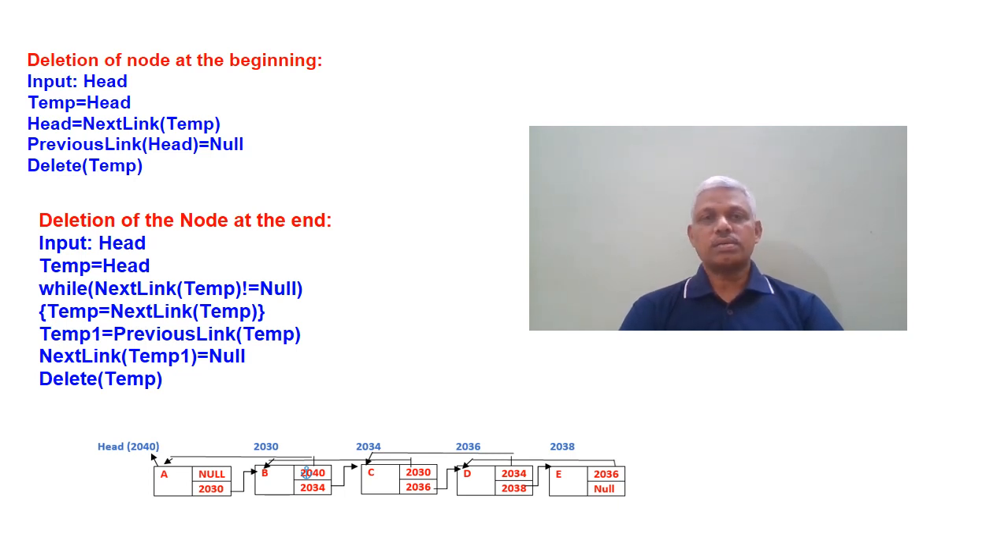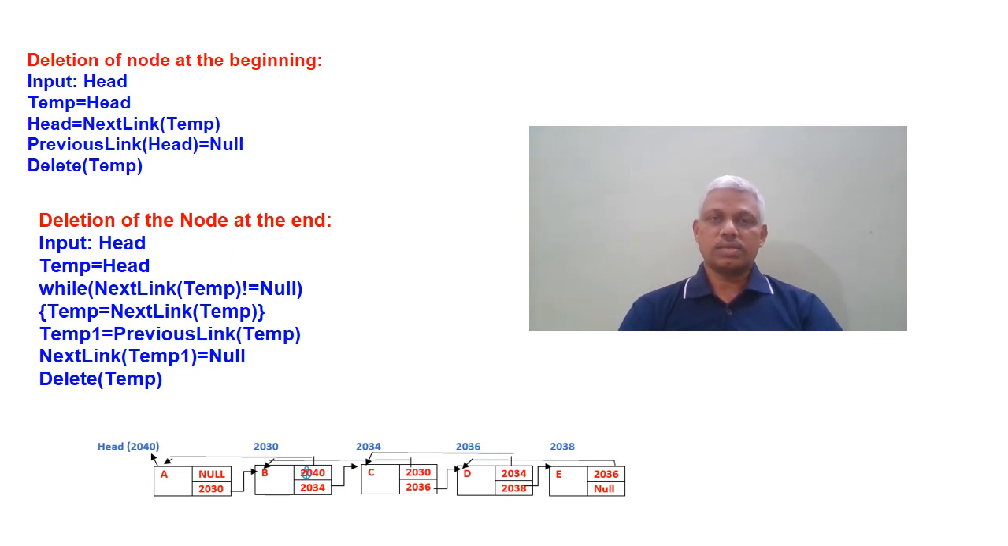Once we reach the last node, the previous node to the last node shall be made the last node. For that, next link of temp1 shall be made null, and that breaks the link between the two. The last node, whatever is there in temp, has to be deleted. This is how we delete the last node.